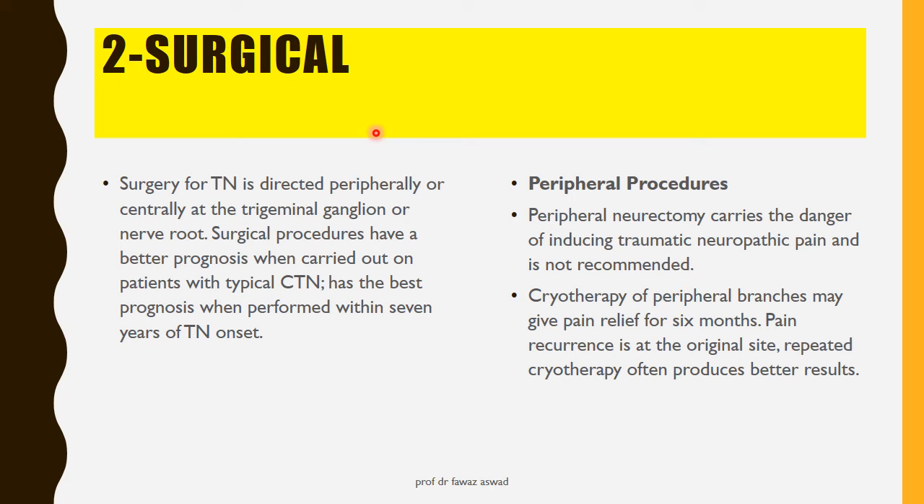Peripheral procedures, peripheral neurectomy sometimes. There are dangers, including traumatic neuropathy pain, and it is not always recommended. Now, the modern way of treatment is by use of cryotherapy of the peripheral branch. This may give pain relief for 6 months. The pain recurrence is at the original site. Repeated cryotherapy often produces better results.